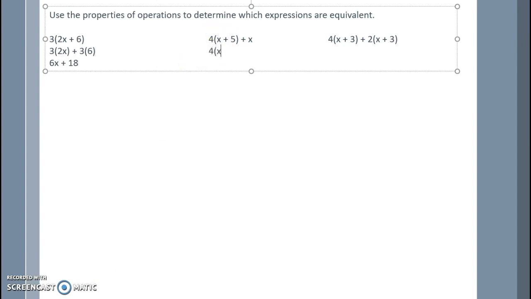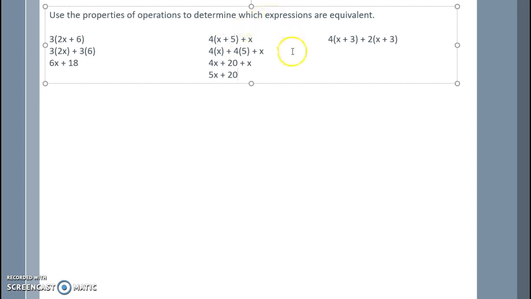We will then have 4 times x plus 4 times 5 plus the x. This will give me 4x plus 20 plus x. I can group all of my x's together, giving us 5x plus 20. So right off the bat, the first two are not equivalent to each other. What about the third one here?